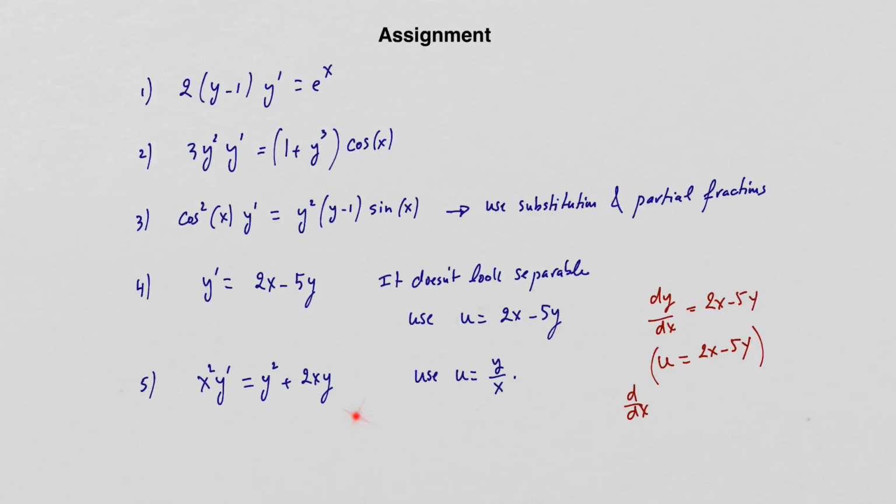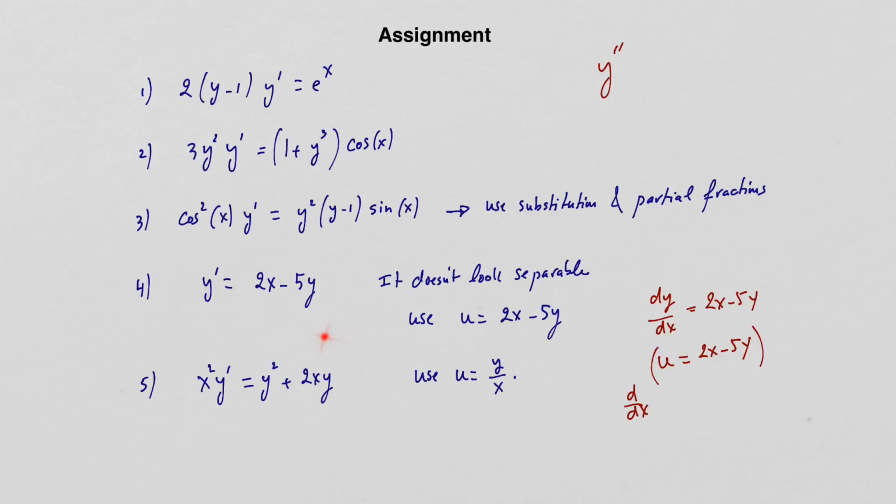And then you have a 5th one. By the way, all of these are first order. I did not give you any second order. Second order means second derivative shows up like this. So all of them are first order. Should be able to handle them a little better.